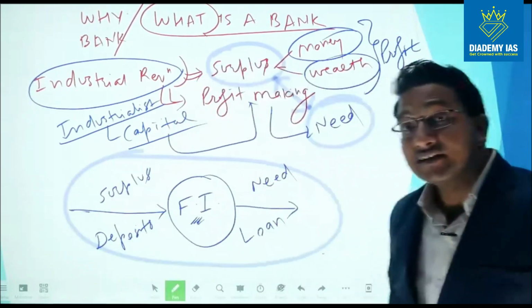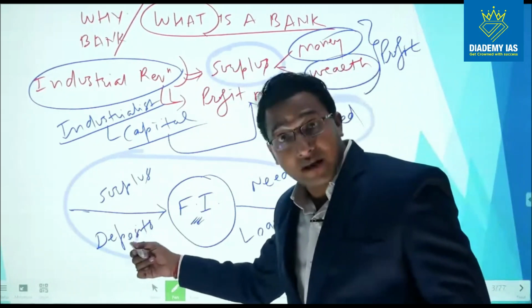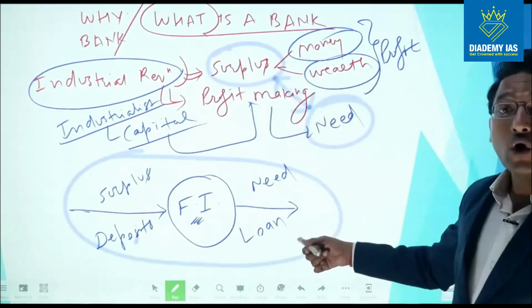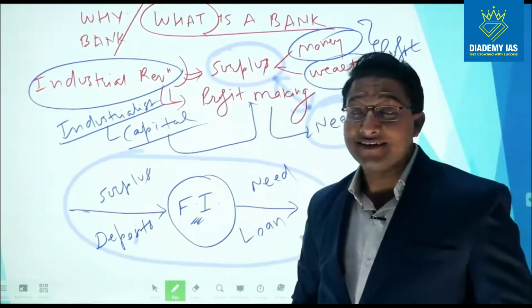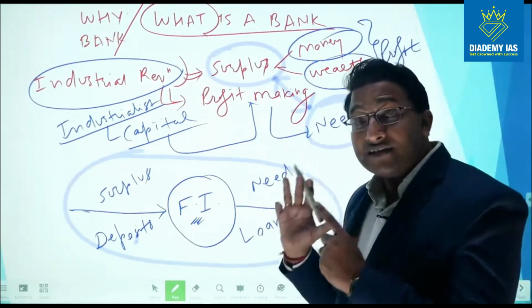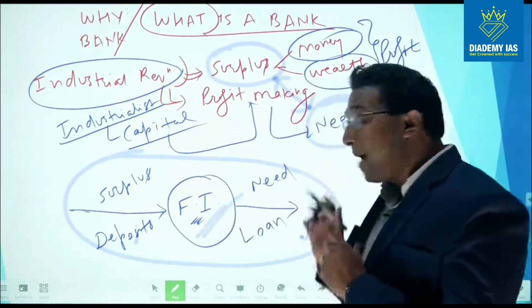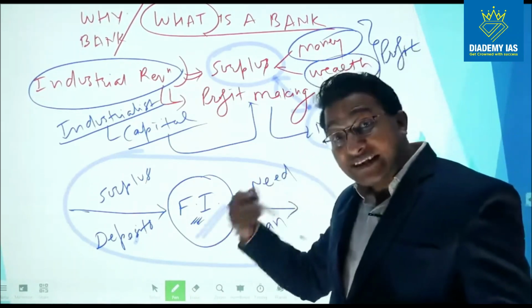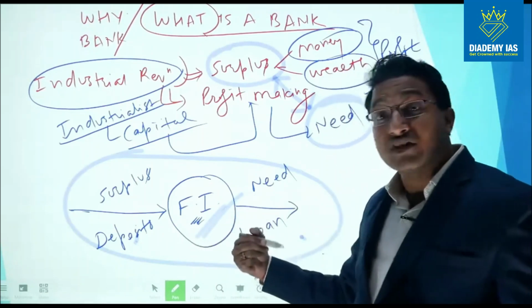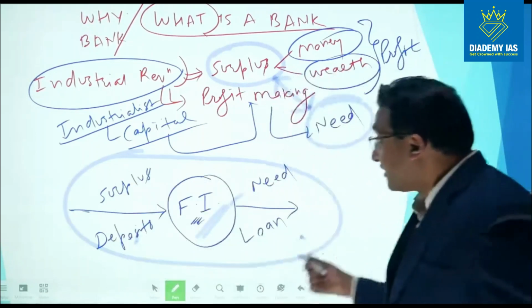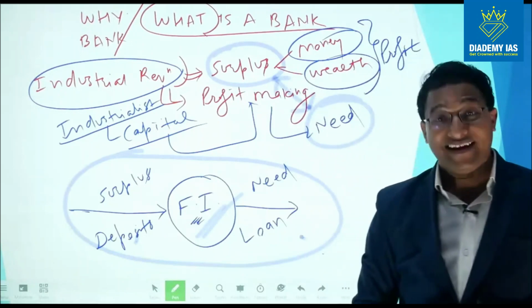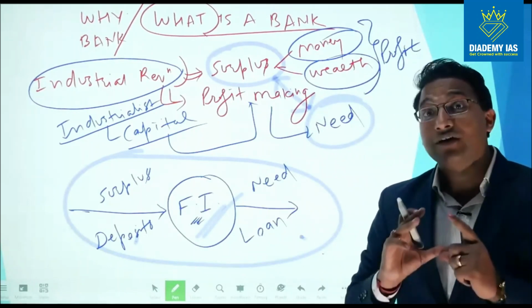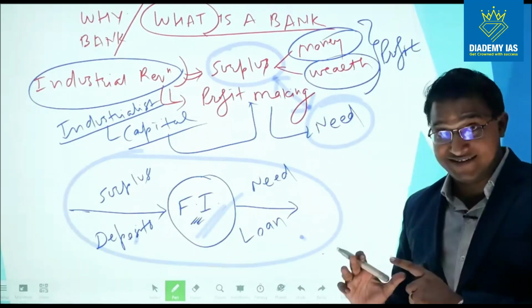Can you see that the bank is getting the money from depositors and giving the loan to the other person, right? This institution is called bank, and this practice, this transaction which is happening in this diagram, is called banking, right? I am sure you are very much clear about it.